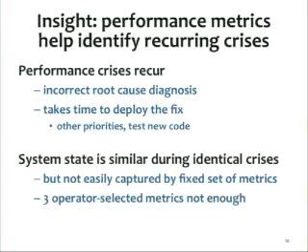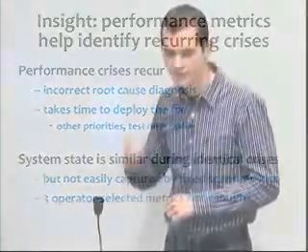There are two main insights here that lead to our solution. The first one is that these performance crises actually repeat often. There are various reasons for this. For example, the root cause diagnosis could be incorrect, so the developers actually fix the wrong problem, and the crisis keeps happening again. Or just deploying the fix to production might take time because of testing, and might be weeks before it's actually deployed, again causing the crisis to reoccur.